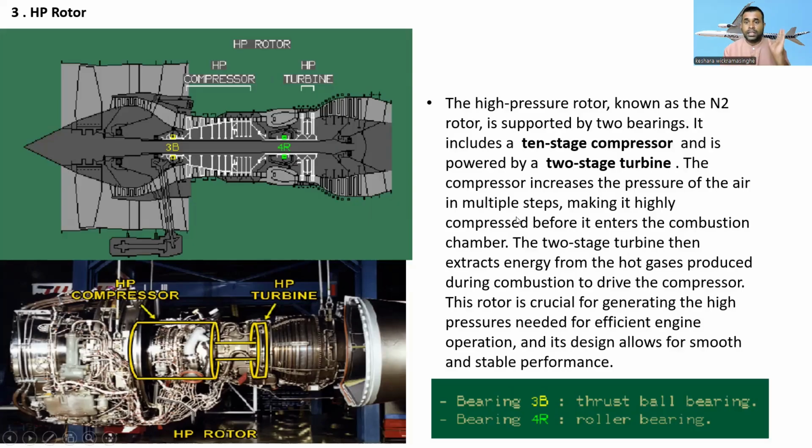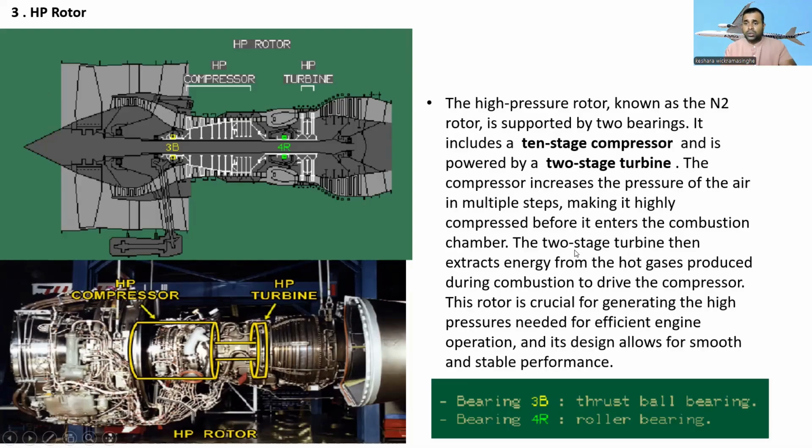Just remember, the compressor increases the pressure of the air in multiple steps: 1, 2, 3, 4, 5, 6, like this, the pressure increases, making it highly compressed before it enters the combustion chamber. The air goes through the compressor, the pressure increases, and then it is released to the combustion section.